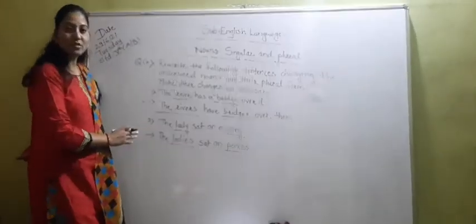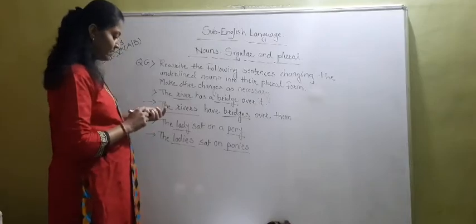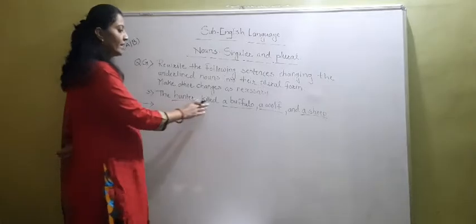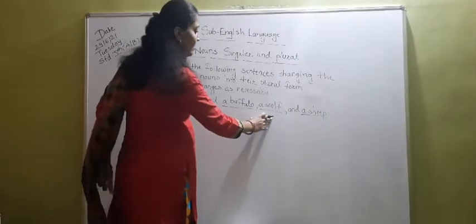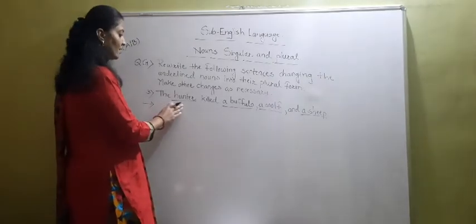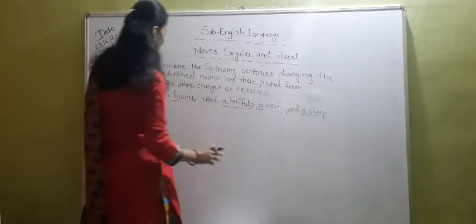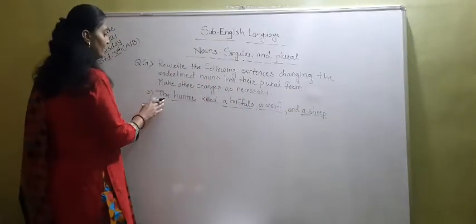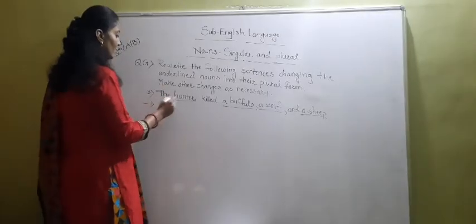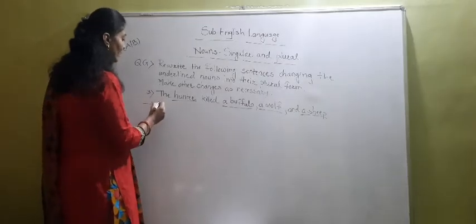So are you getting it, students? Now let's see the third one. Now students, see the third sentence. The hunter killed a buffalo, a wolf and a sheep. Now the words that are underlined here: the hunter, a buffalo, a wolf and a sheep. Now see, when we want to make plural of this sentence, the words that are underlined here, we have to write in the plural form.